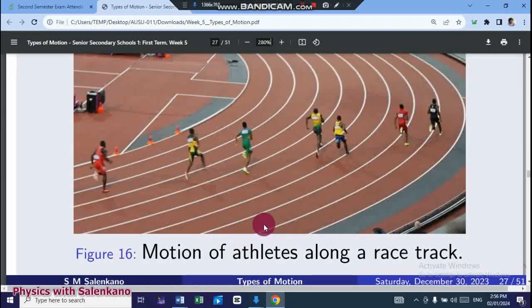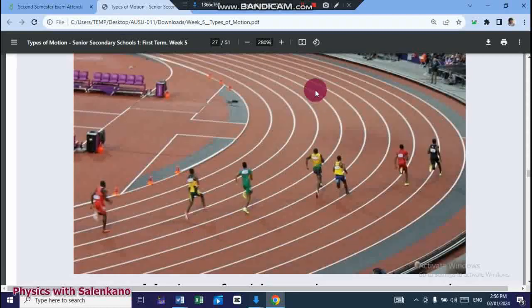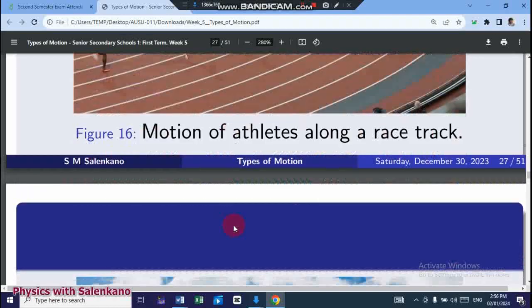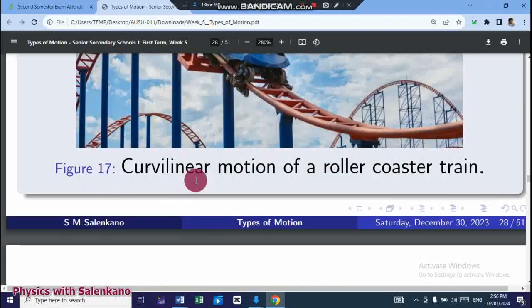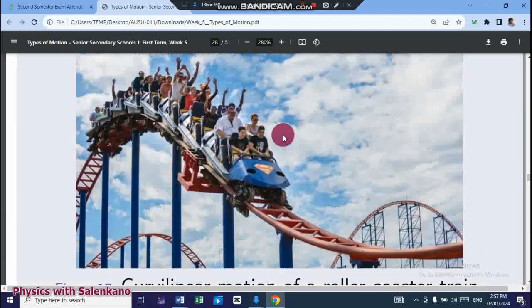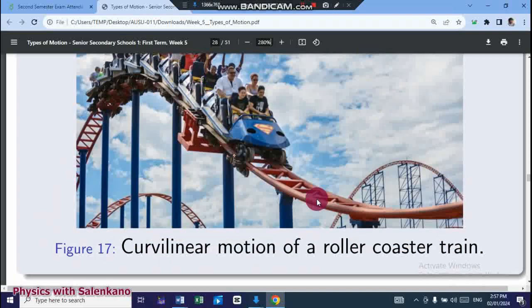We also have motion of athletes along a race track. This is the race track, and here are the athletes. They all move along the curved path. That is why we call it curvilinear motion. And then you have curvilinear motion of a roller coaster train. You can see the path it followed. Somewhere here, this is curved and it goes down here, up here, down here, up here again, coming down. The path is a curved path, and this is why we call the motion curvilinear motion.